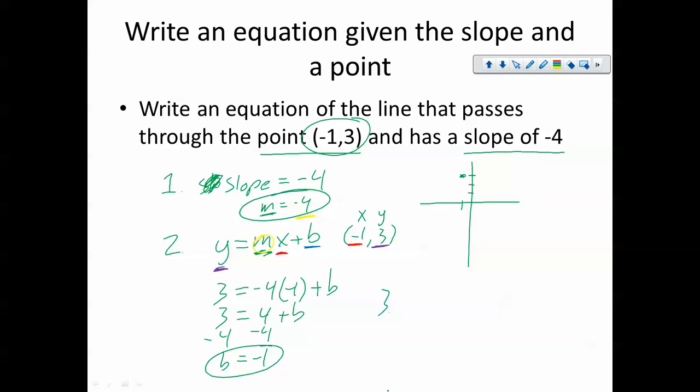Step 3, plug those things into the equation. Y equals -4x minus 1. And that is the equation of a line that goes through this point, -1, 3, and has a slope of -4. And we can prove that by graphing it. We go down 4, right 1, we make this line. That's got a slope of -4, and it crosses the y-axis at -1.